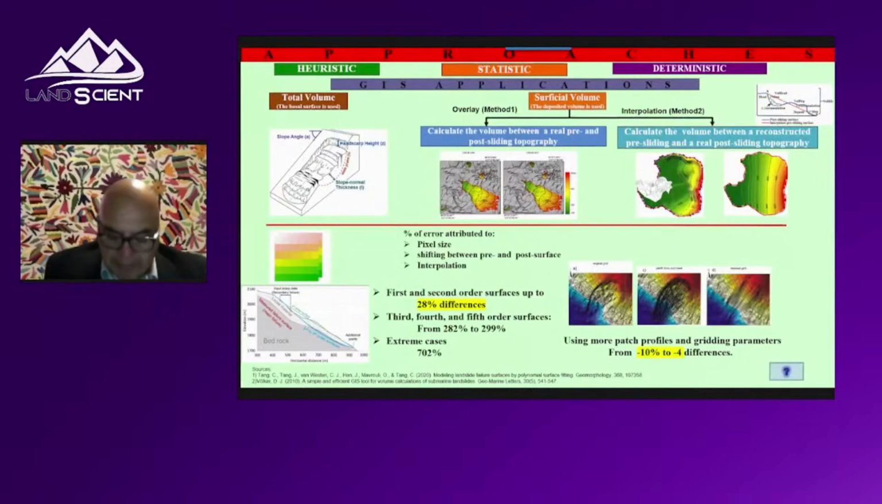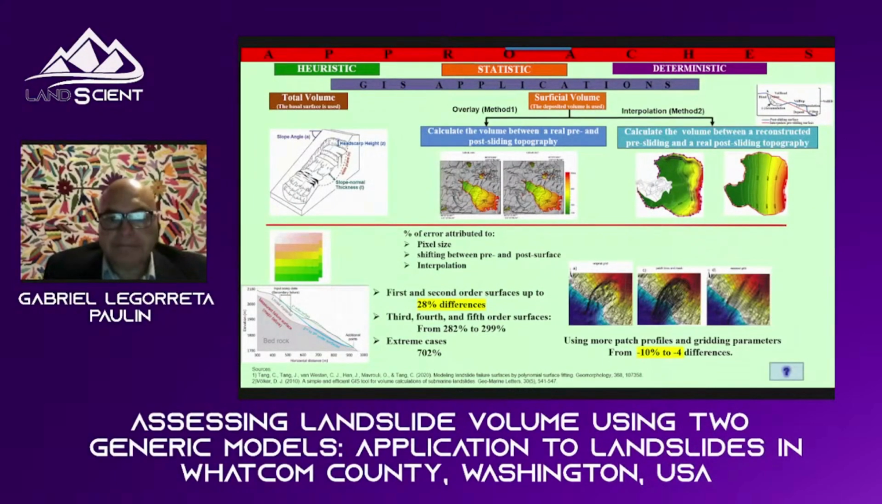Let me give you first a brief overview to put in context these two models and the scope of our work. In general, several GIS applications have been used to map and model landslide volumes, heuristically, statistically, or deterministically, by using different spatial scales and with multiple scopes. Each one has its own advantages and limitations.